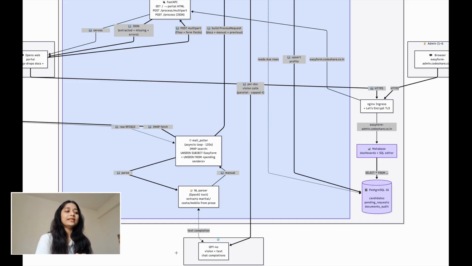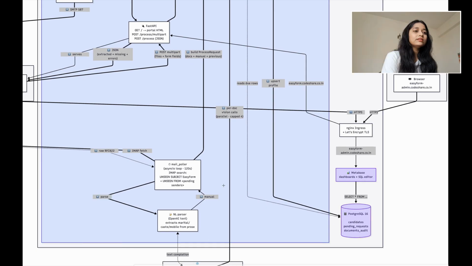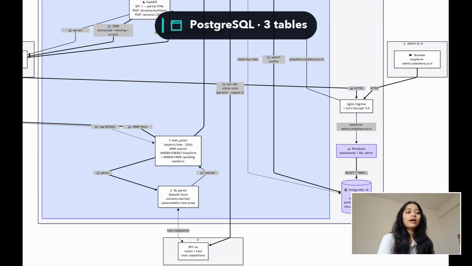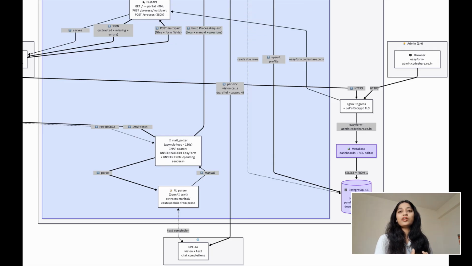All the details then go to the PostgreSQL database, where there are 3 main tables. The first one is candidate. The candidate table contains the complete profile of the student, like user ID, phone number, and the education record, which is kept in JSON format because it's nested and we can query it later. That's why we have used that.